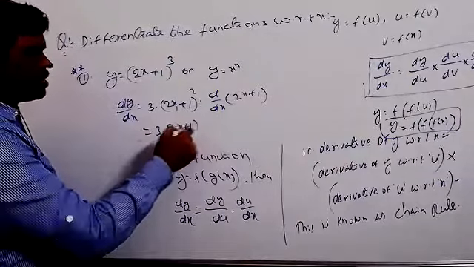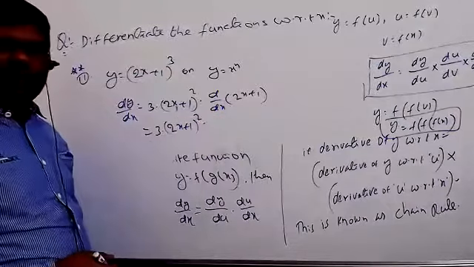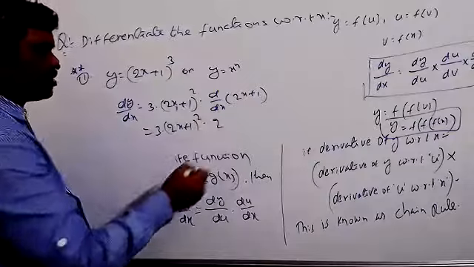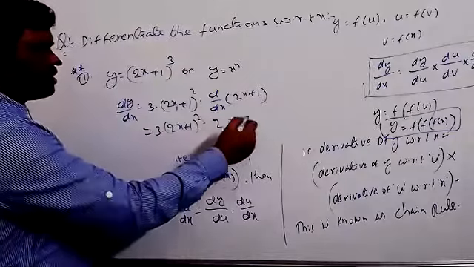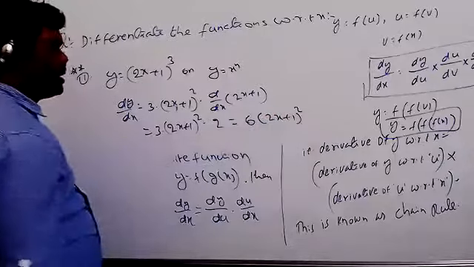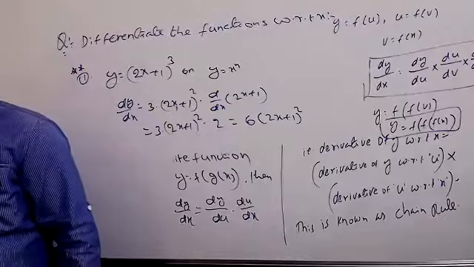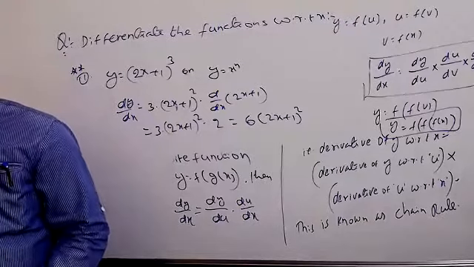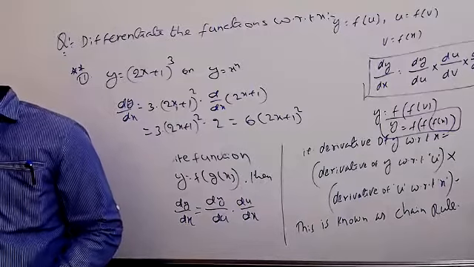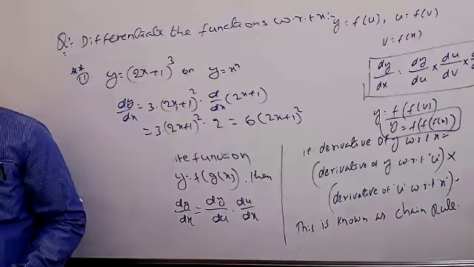3 into 2x plus 1 whole square into the differentiation of 2x, which equals 2, plus the constant, which equals 0. So this value equals 2 only. 2 threes are 6. 6 into 2x plus 1 whole square. This is the direct differentiation by using the x power n formula. But now the same question, suppose we solve it by using the chain rule. By using the chain rule, then what we'll do, you can see that.